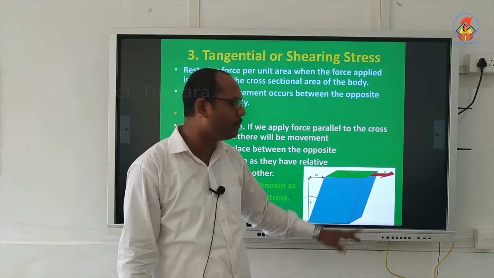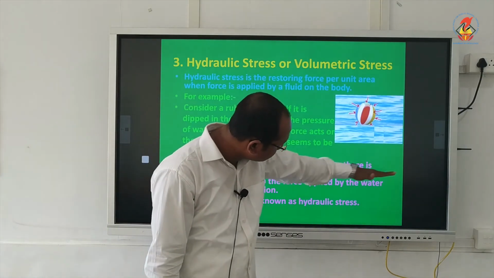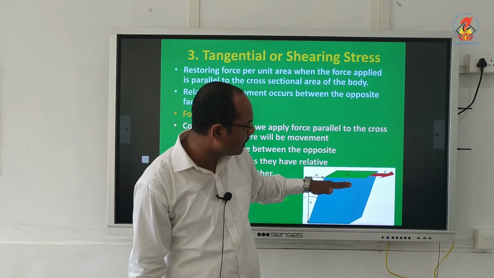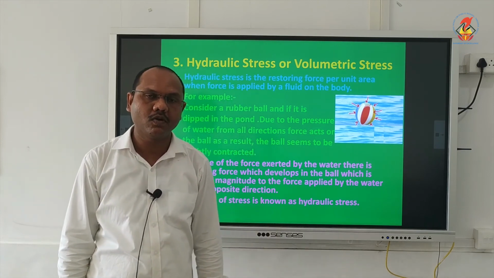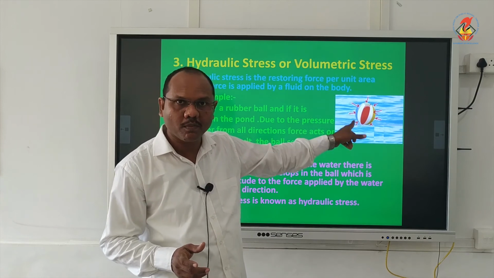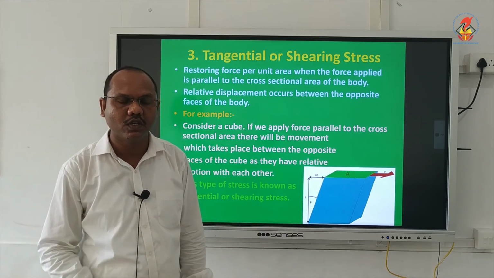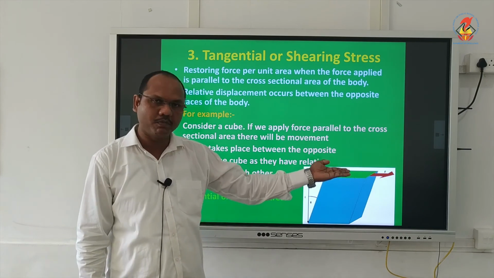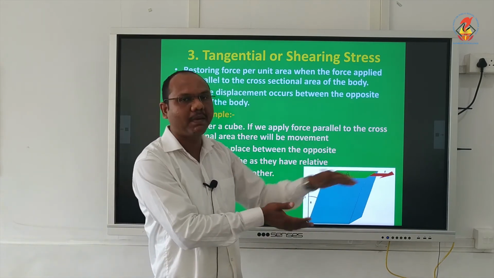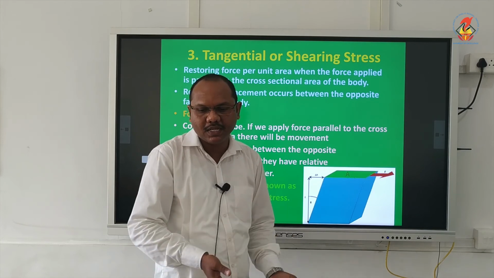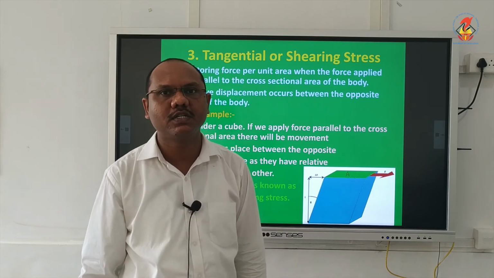And I fix the bottom part of the cube. And I am applying a tangential force. Tangential force means like this, along the direction of the body. That is tangential force. Normal force means perpendicular to the surface of the body. The force applied perpendicular to the surface is called normal force, and force applied along the surface is called tangential force. So when I apply the tangential force from the topmost point, I told you the bottommost point is fixed. So you can see the rubber block is just appearing slanted. That means there is a change in the shape, but the volume is not changing.